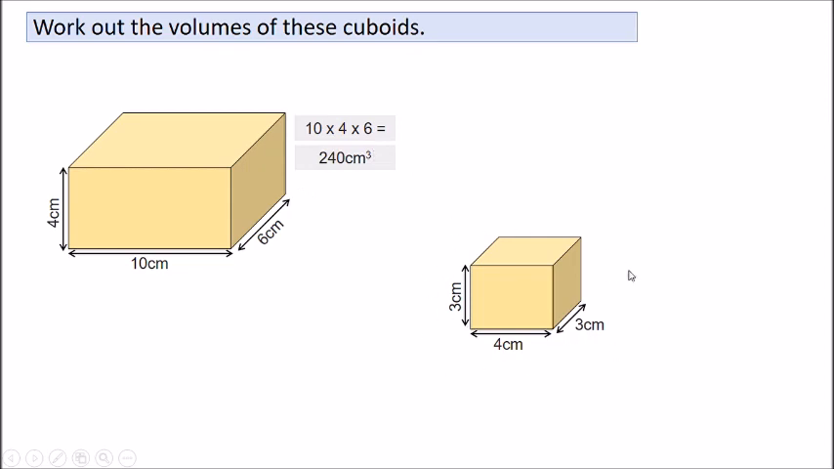So for this next cuboid, I'm going to do 3 times by 4, which gives me 12, and then times it by that other length, which is 3. So 4 times 3 times 3 gives me 36 centimeter cubed, and that is my final answer. Don't forget your units. It's centimeter cubed when we're thinking of volume, because we're thinking 3D now.